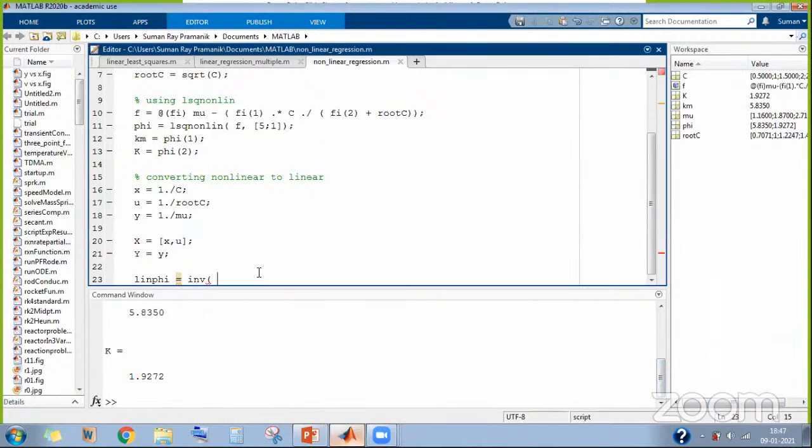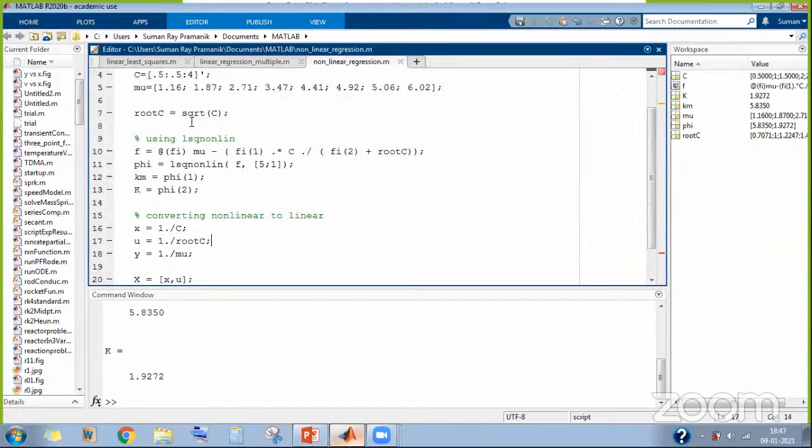Line 17. Is it root C correct? Yes, it's correct. What do you think is wrong in this? The command for square root is sqrt. Yes, the command for square root is sqrt, but we have already put the value of the square root of c under the variable name root c. That's why I've used root c. Yes, sir. So already we have created this square root of c and given it the name root c. You can also use the sqrt command instead of this. There are no issues with that. Okay, thank you.